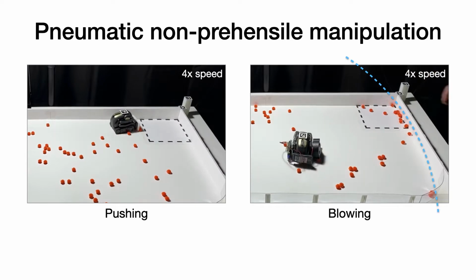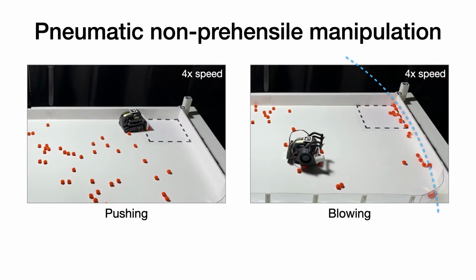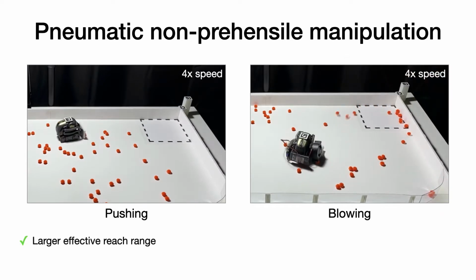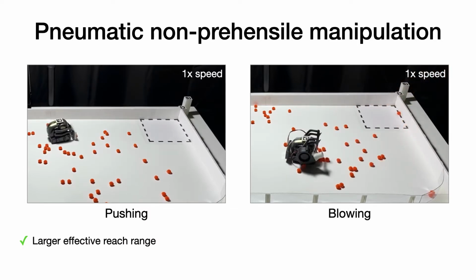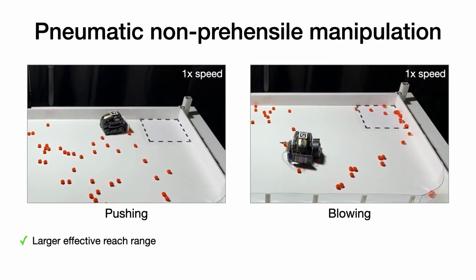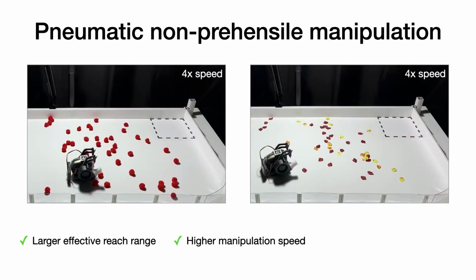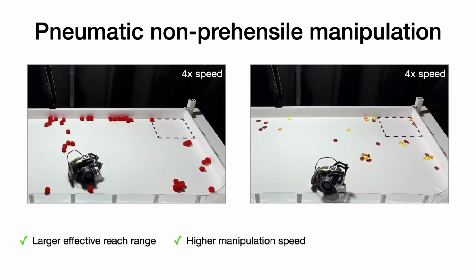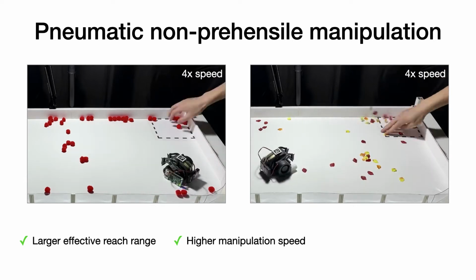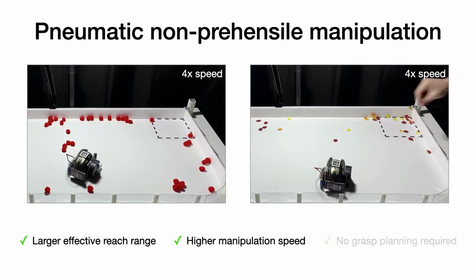It can move objects that are far away, greatly increasing the effective reach range of the robot. It can move objects at speeds much greater than a robot's own speed. And it can manipulate objects of different shapes and materials without complicated grasp planning.